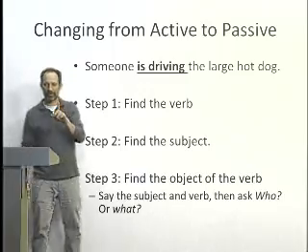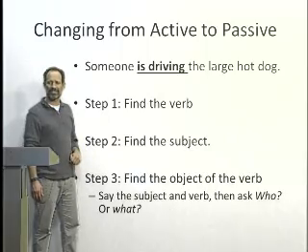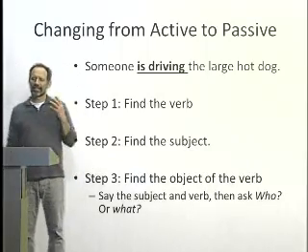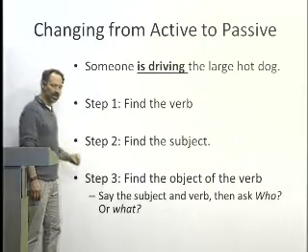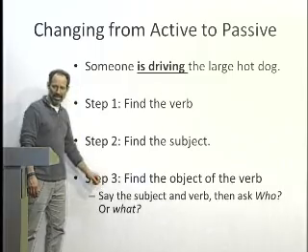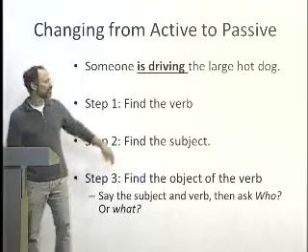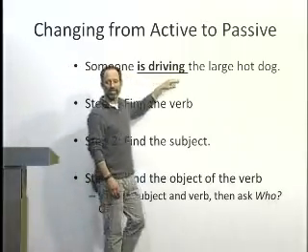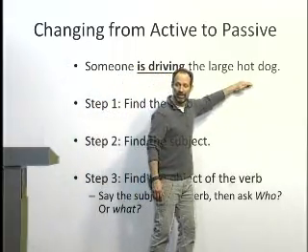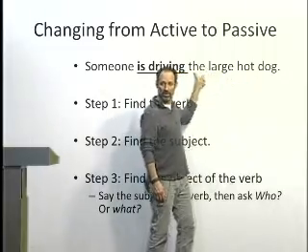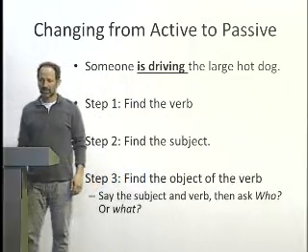Now we're ready for step three. So step one, find the verb. Step two, find the subject. Step three is I need to find the object of the verb. To do that, I say the subject and the verb, and then I ask the question, who or what? Someone is driving what? The answer, the large hot dog. So the large hot dog, that is my object.